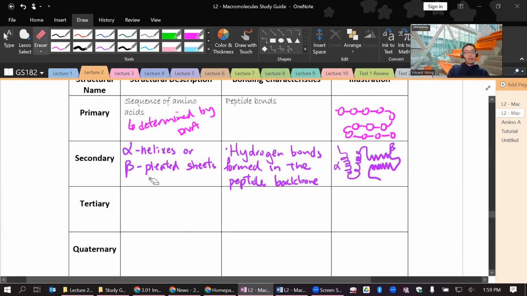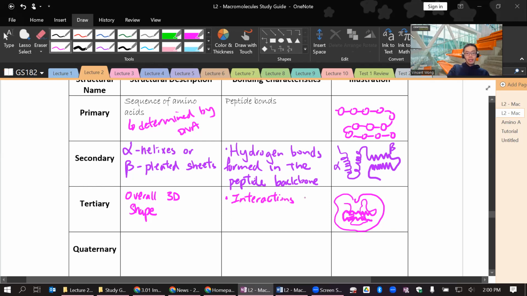Okay, now if we go one level higher, then we have the overall 3-dimensional shape of the protein. This will fold up on itself and become like a blob. You still have your helices, but maybe it folds back on itself and has the zigzag on top of the helices. The point is it creates a 3-dimensional structure with a specific shape. And what's holding it together would be the interactions between side chains.